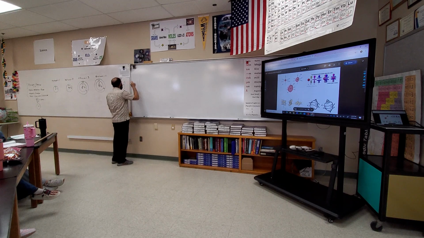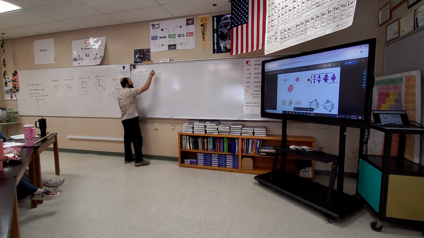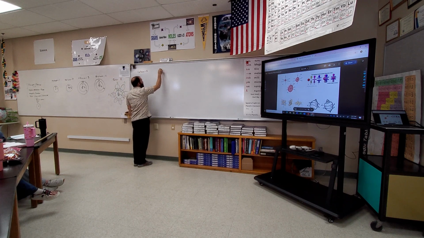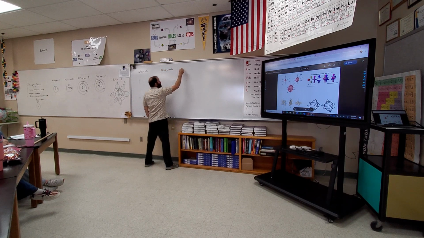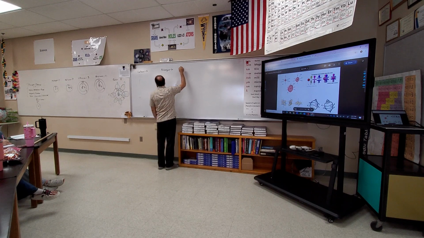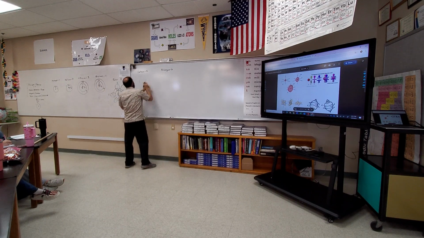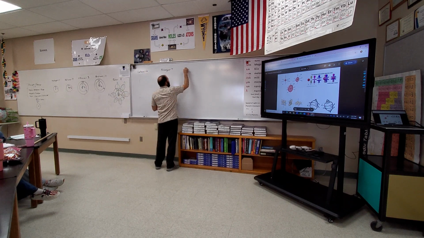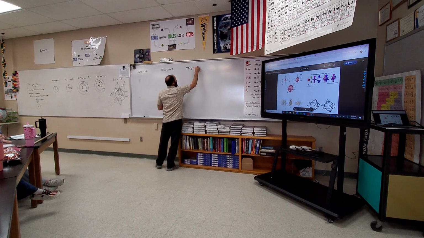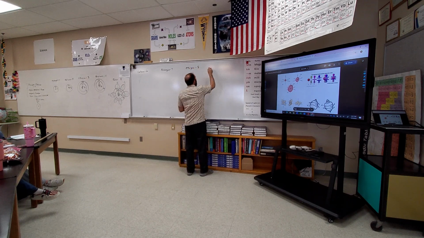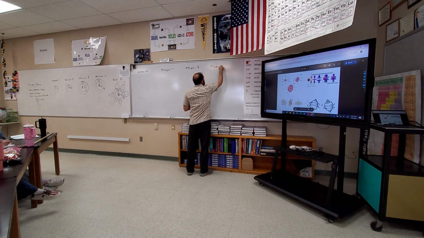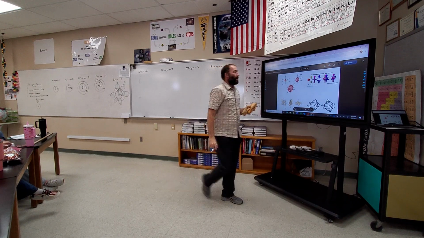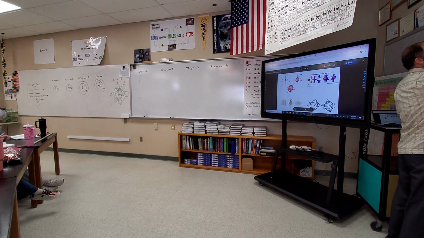So, what's the next element? Carbon. Carbon has 6. Nitrogen has 7. Oxygen has 8. Fluorine has 9. And neon has 10.